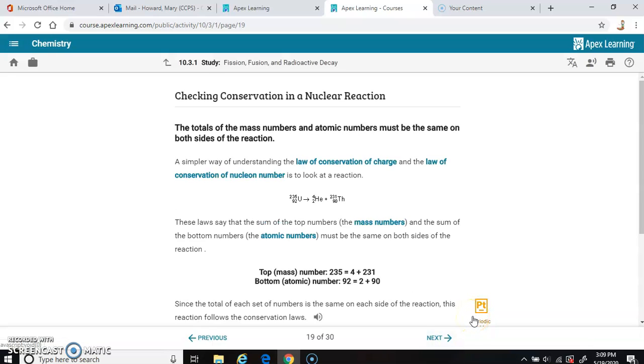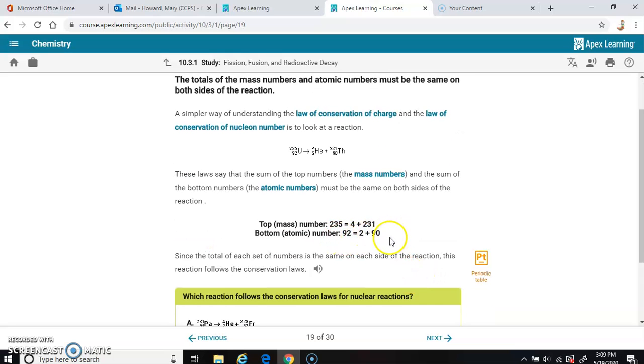Now, we can check this, and I talked to you a little bit about this in the last video. You're looking at the numbers, and you want the numbers to be equal on both sides. So 235 here on the left side of the arrow. If you add 4 plus the 231, you get 235, so you're conserving the same number on both sides of the arrow. Same thing with 92. If you add 2 plus the 90, you get 92. So we're making sure that we're keeping things equal on both sides of the arrow.